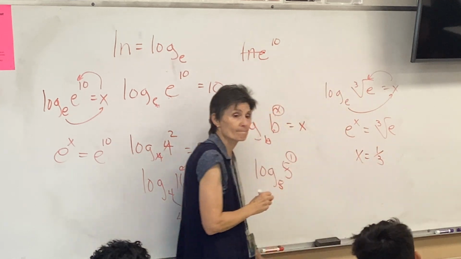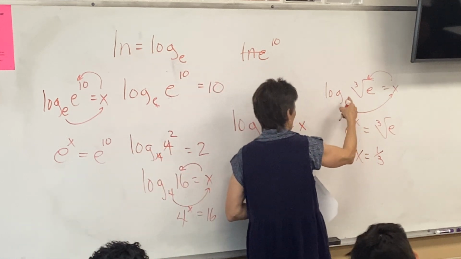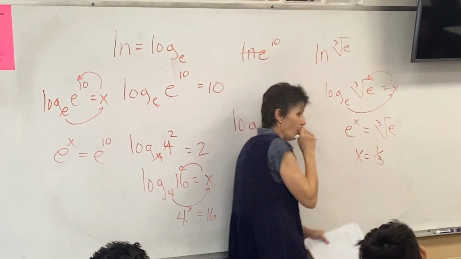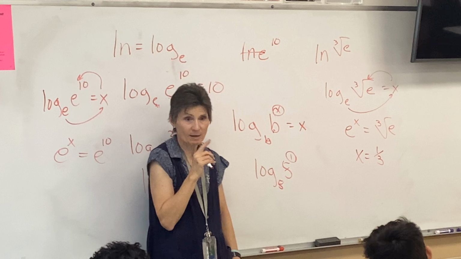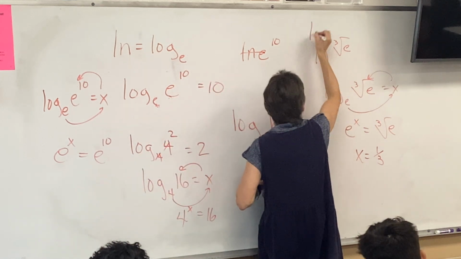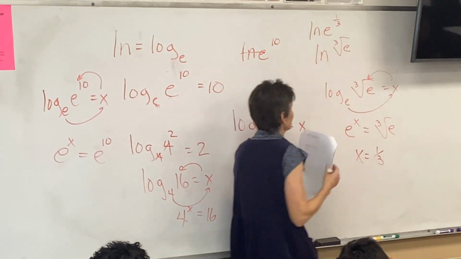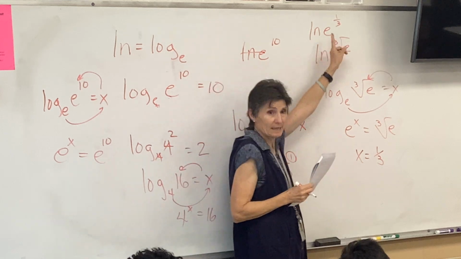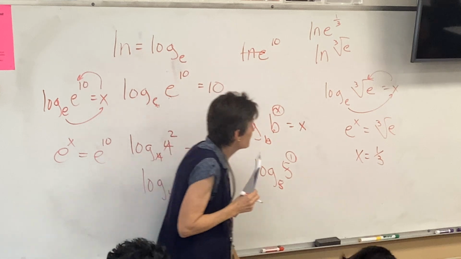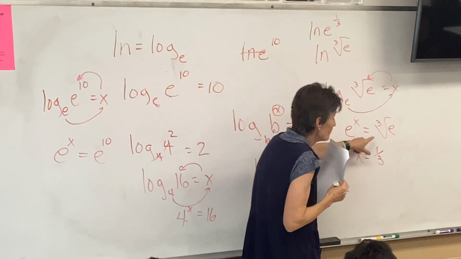Does it also work because they're the same? Well, you have to be careful because the original problem was written this way. The ln and the e are not touching; there's something in between them. So you would have to rewrite that as e to the 1/3. Now this is cancel and get 1/3.